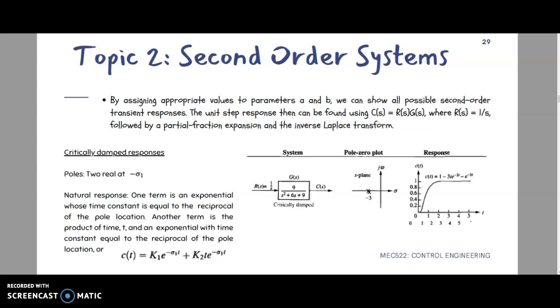The last one is critically damped. For critically damped, there are two poles at minus sigma 1, meaning the poles are both on the real axis at the same point. For example, the system is this one. If you factorize it, you get s equal to minus 3 twice. Same method, using partial fraction and inverse Laplace, you get the equation of the response and its graph. It will rise and then maintain.